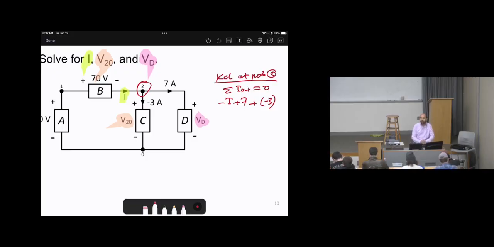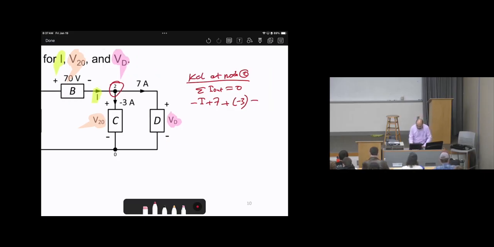Entering and leaving is something different than the sign or the value itself. It's positive because it's leaving, but the value is negative 3, so we'll put negative 3. So plus negative 3. Then there are no other currents, equal to 0. Again, it's plus because it's leaving, and negative 3 because the value is negative 3.